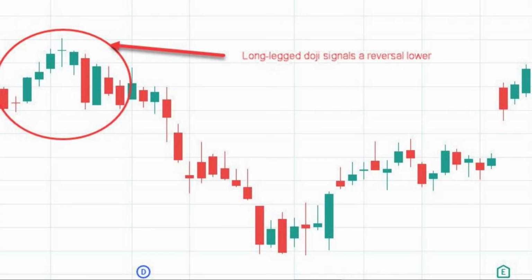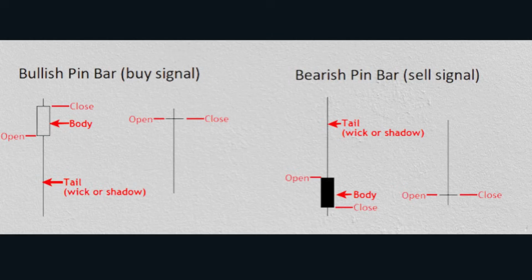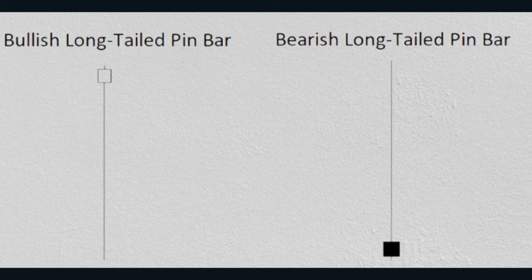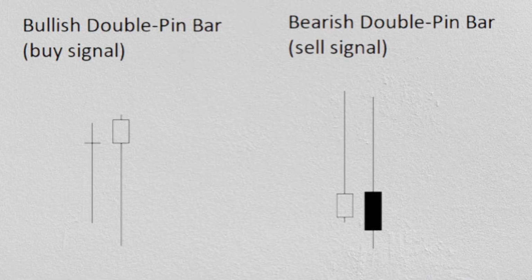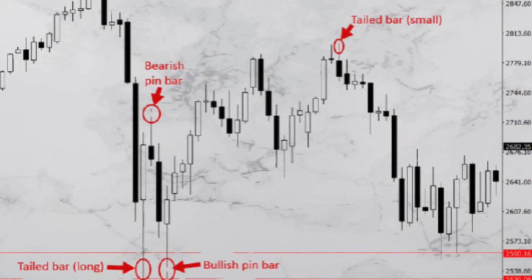Take special note of long tails and small bodies. Small bodies on candlesticks show market indecision, where buyers and sellers are evenly matched. This often signals a potential trend reversal. Long tails reveal failed attempts to push the price in one direction, hinting at a shift in market sentiment. Together, they suggest a change may be coming, so watch closely for the next move.